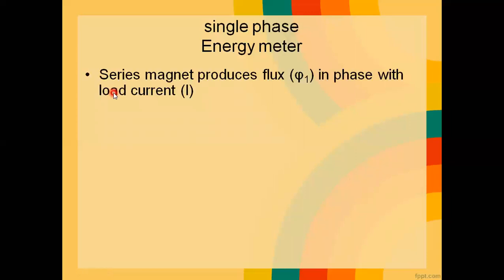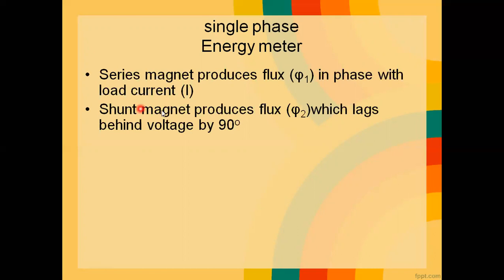Coming to a few important points, let us have a revision on that too. Series magnet produces flux phi1 in phase with load current I. Shunt magnet produces flux phi2 which lags behind voltage by 90 degrees. Actually, it may not, but with the help of copper shading bands, we adjust the resultant flux phi2 to be in quadrature with the voltage across the pressure coil.